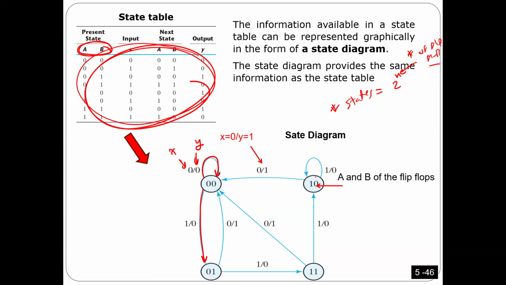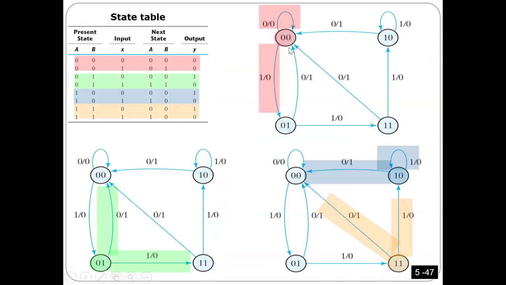Same thing here. If I'm in state 1, 0, maybe I'm going to stay here, or maybe I'm going to come here, based on x. This is when x is 0, this is when x is 1. How do you get this information from the table? I will show you right now. So let's start here: after you make the 4 circles, how can you draw the arrows from the table?